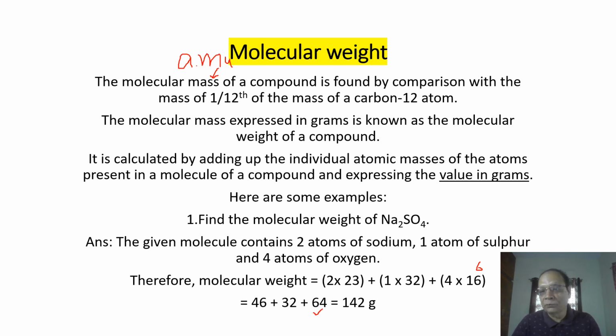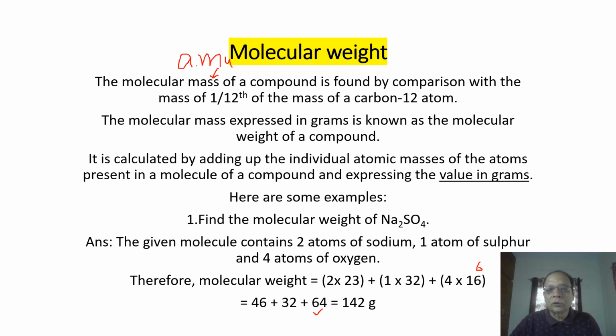So grams and AMU, they will tell you what you are dealing with. If it is AMU, you are dealing with atomic mass or molecular mass. If grams is the unit, you will be dealing with the molecular weight of the compound. So here are some examples done for you.